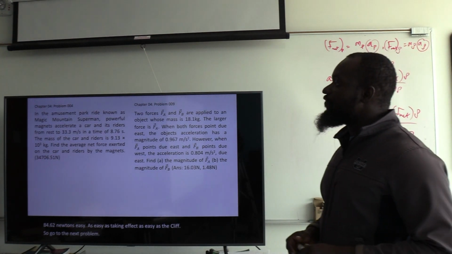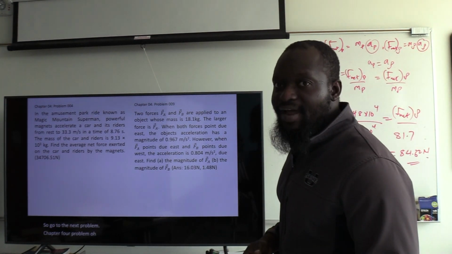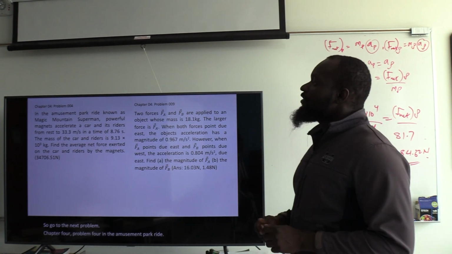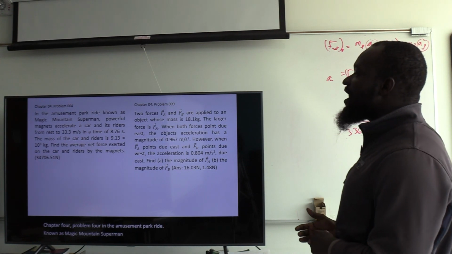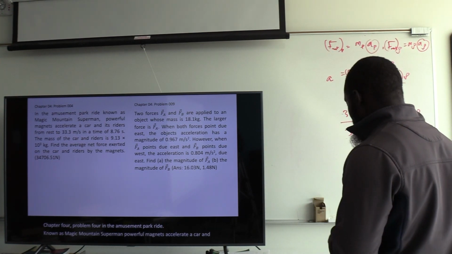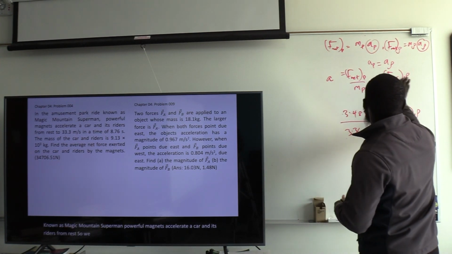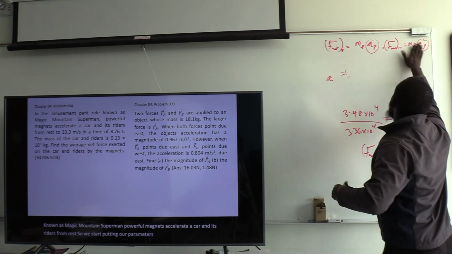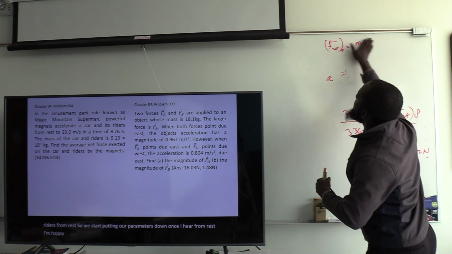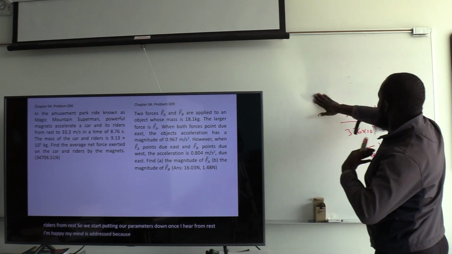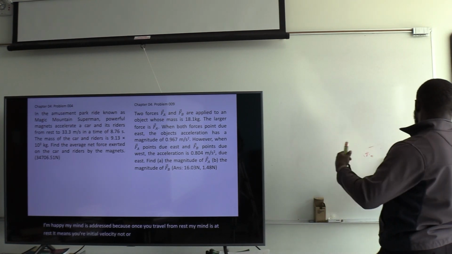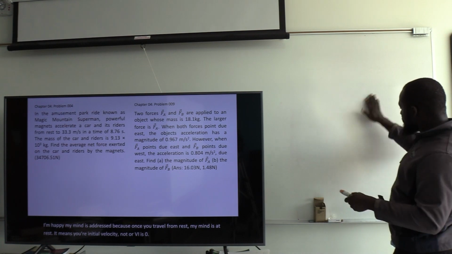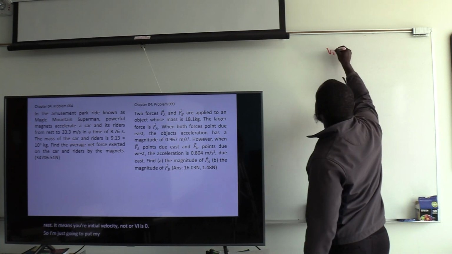Chapter 4, problem 04. In the amusement park ride known as Magic Mountain Superman, powerful magnets accelerate a car and its riders from rest. So we start putting our parameters down. Once I hear from rest, my mind is at rest, because it means your initial velocity V0 or V initial is 0.